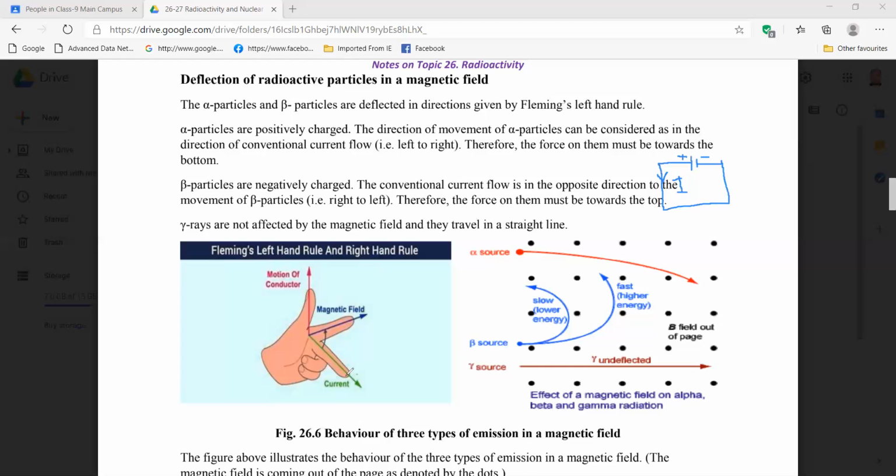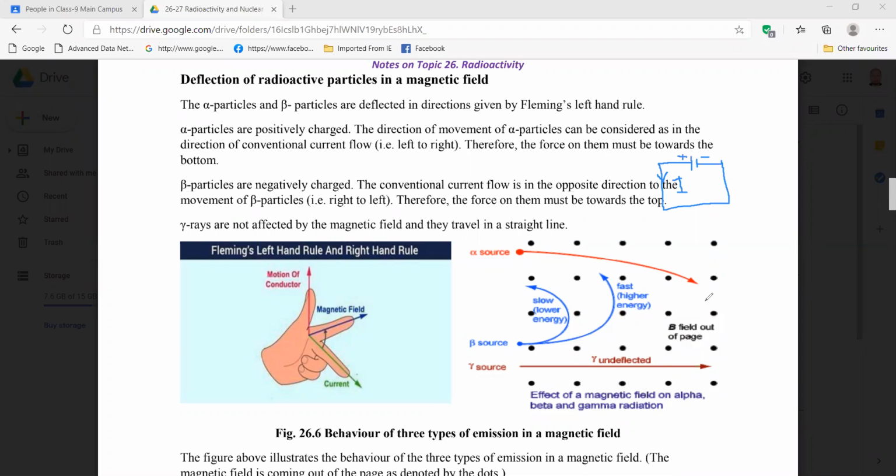Do you understand it? Are you checking it with your hand also, students? Hello, hello. Do you understand it? Yes, sir. Okay, so you are getting the alpha particles direction downwards, as your thumb is showing the downward direction. That's the direction of the force or motion.